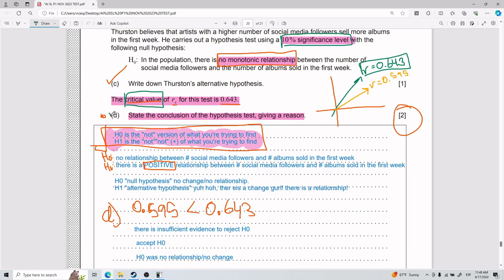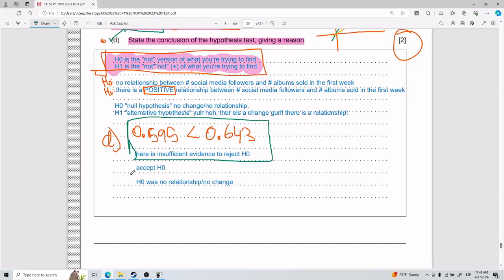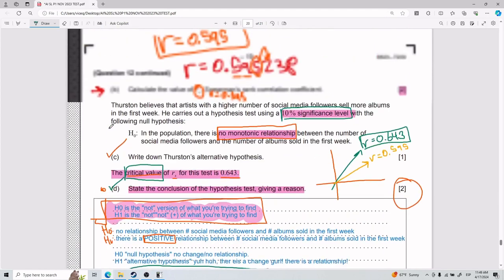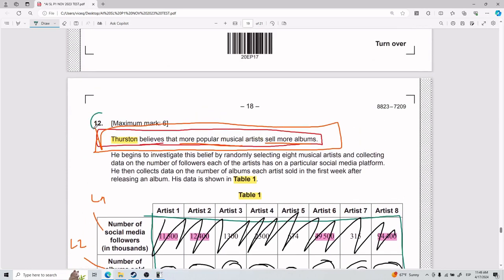Anyways, part D is that. As long as you state this and then give a little bit of a line saying insufficient evidence to reject H0, you're going to get full credit. Ladies and gentlemen, that is for part D and for the whole test for number 12, actually.